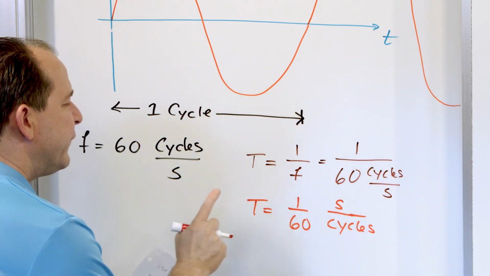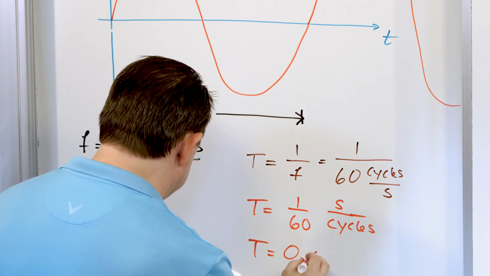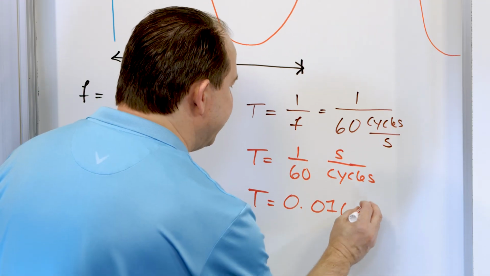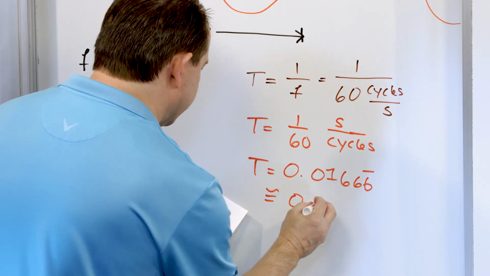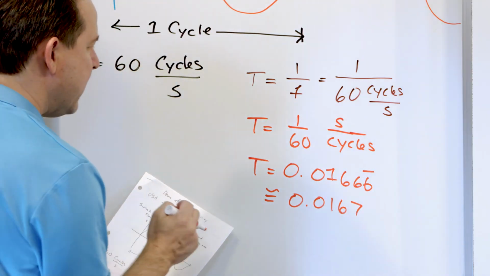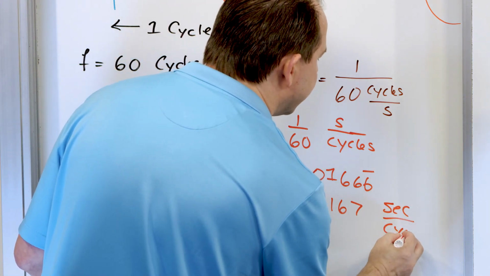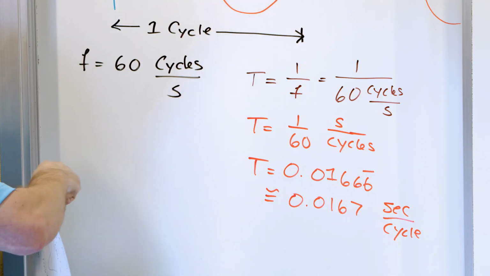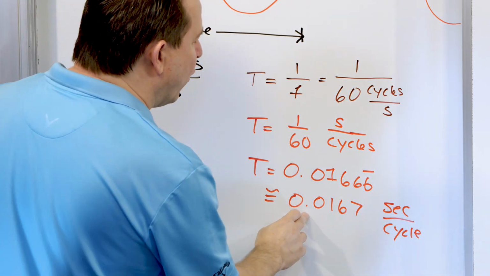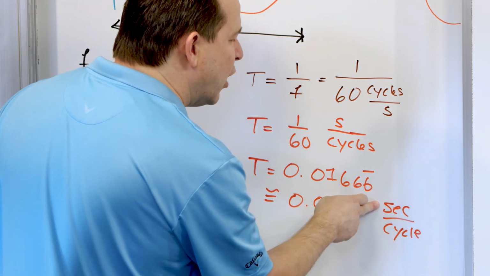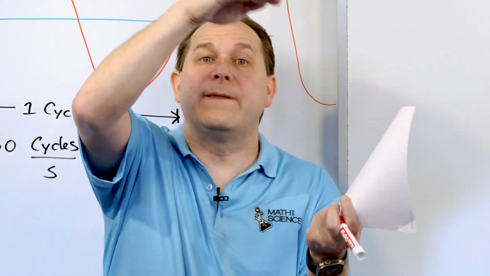Flip and multiply, right? So whenever you do the 1 over 60 in a calculator, you get 0.01666 repeating on the sixes, which is approximately equal to 0.0167. I'm just rounding it now. And what is the unit here? It's seconds per cycle. So what we're basically saying is that the frequency is 60 cycles every single second, but another way to represent that is 0.0167 seconds occur for every cycle. So the period is expressed in seconds. It's how long it takes for the thing to repeat.